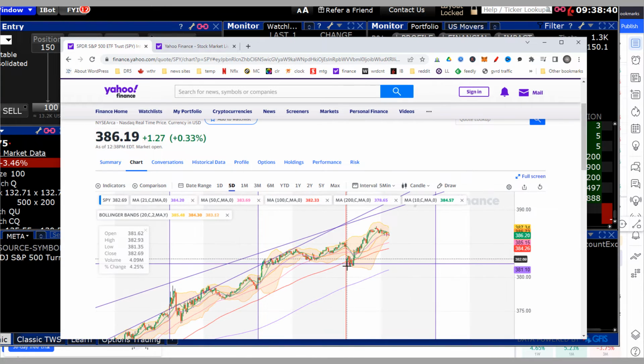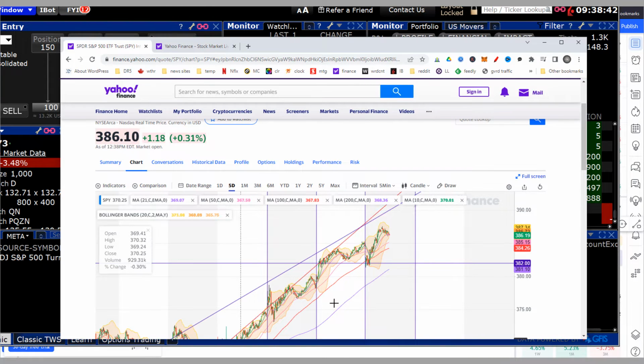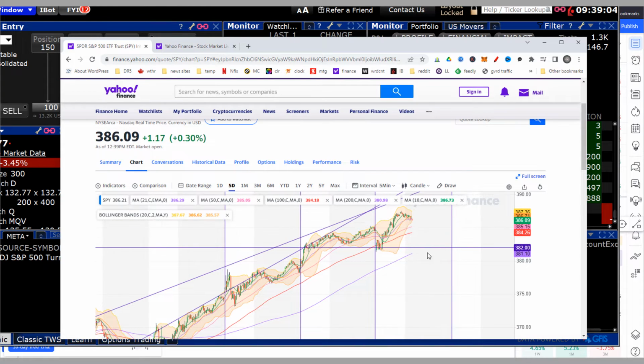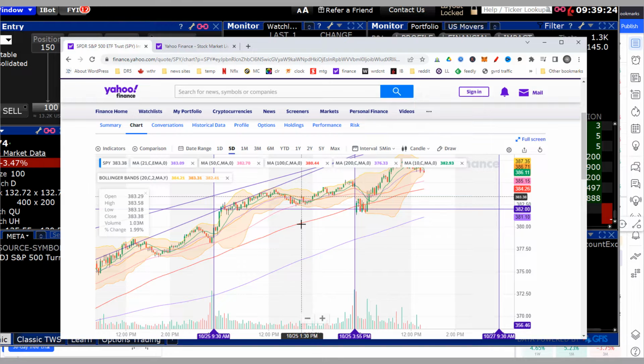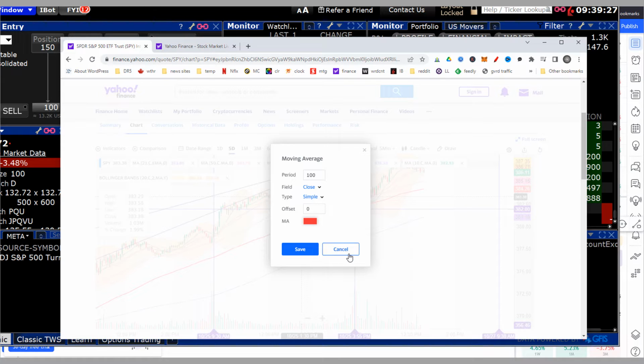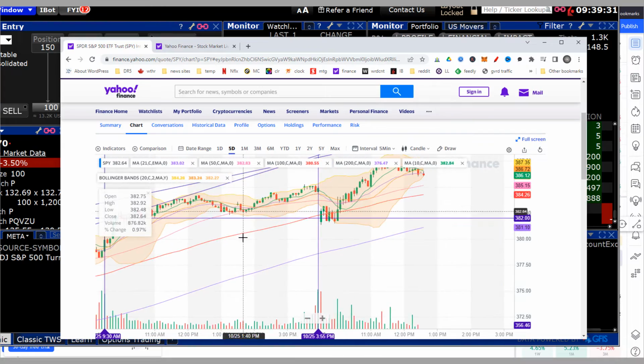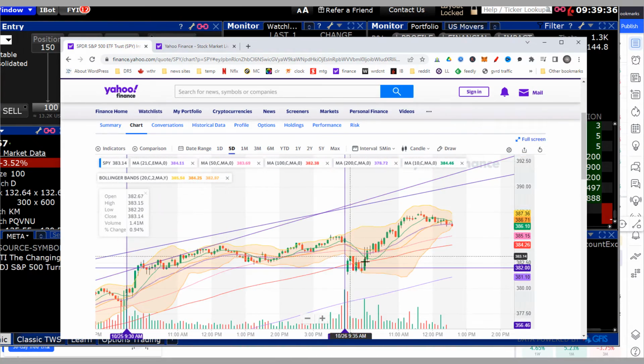So it started the day kind of low, but overall we're still on this very bullish trend going up. And unless something really bad happens, it's likely to continue. So if you look at this red line going up here, this is the 100 moving average. And the market seems to be consistently above this, except for this morning.